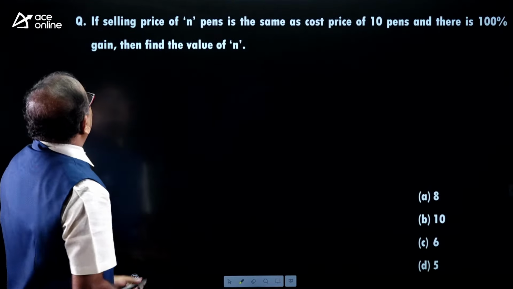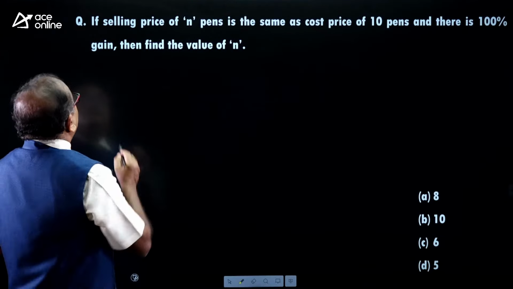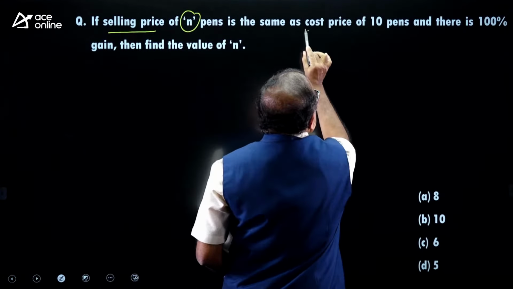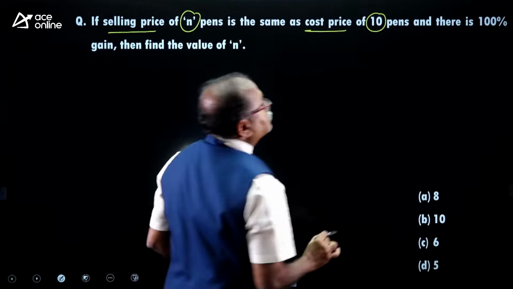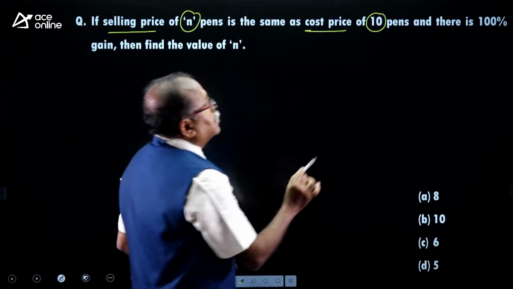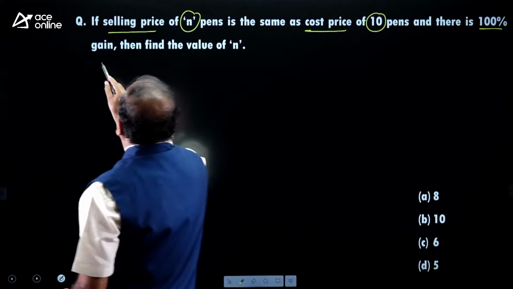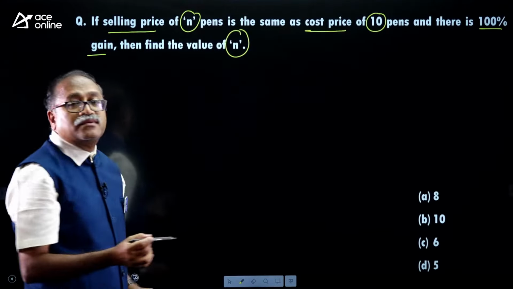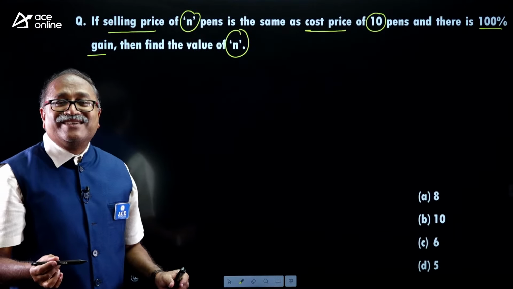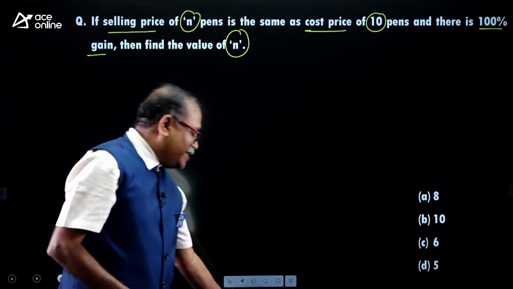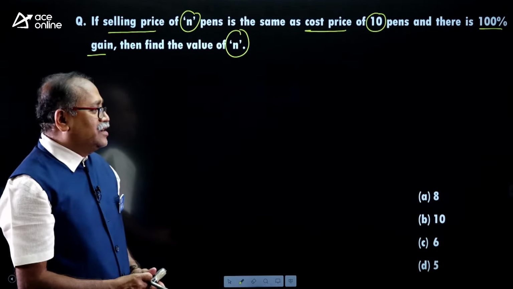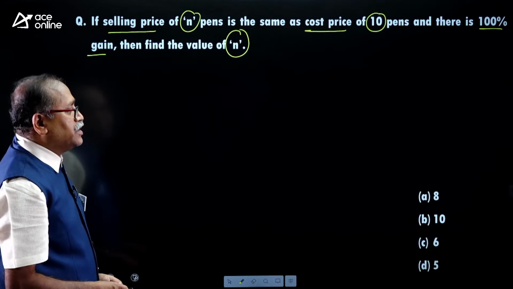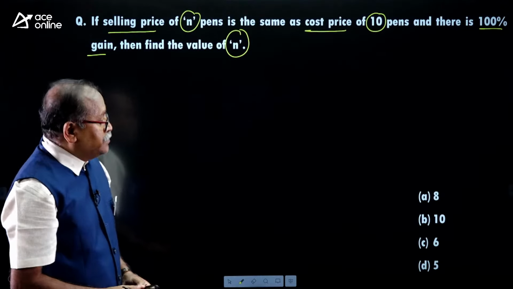Let's move on to see what this is. If the selling price of n pence is the same as the cost price of 10 pence and there is a 100% gain, find the value of n. See how simple the statement is? It is a one-line answer. I know it, but still, let me wait and see how many of you are comfortable over here.